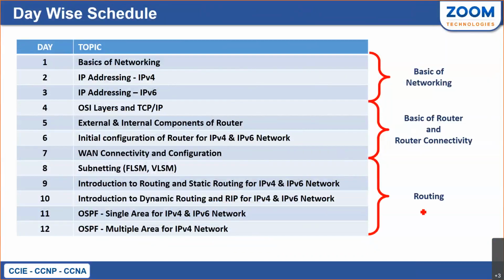Next, the core subject is the routing part. How traffic moves from one network to another network, how to find the best routes, and if the best path fails, how to find the second best route. In the routing part, static routing with IPv4 and IPv6, and dynamic routing with both IPv4 and IPv6. In dynamic routing, distance vector, link state, and advanced distance vector protocols will be covered.